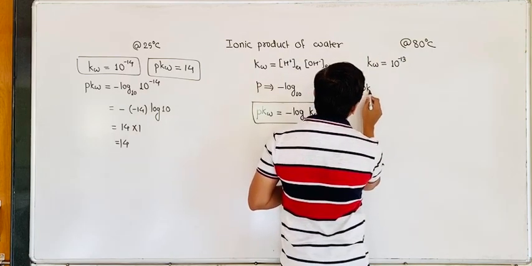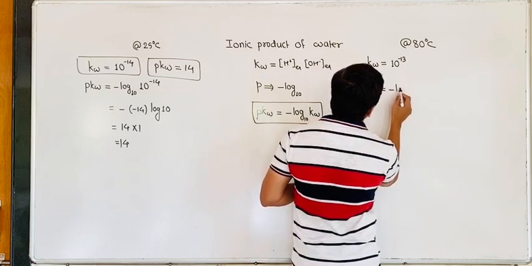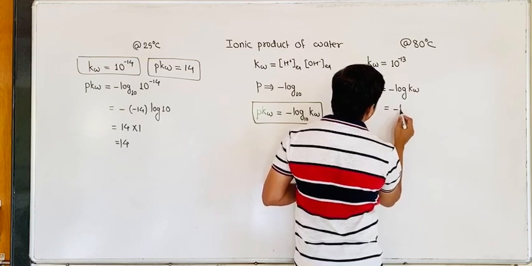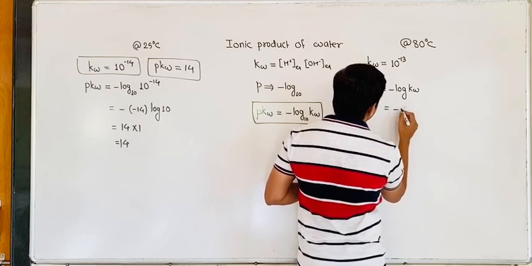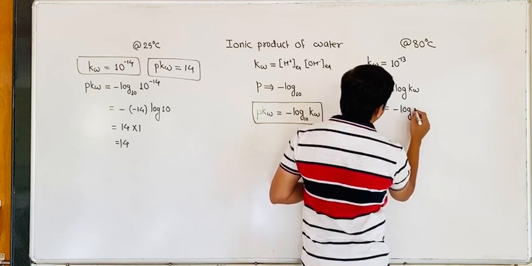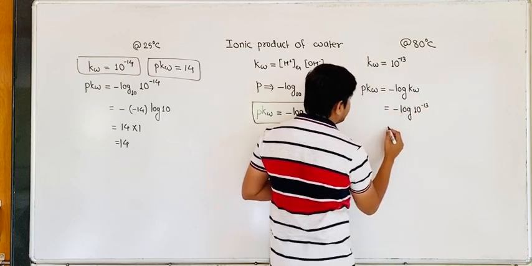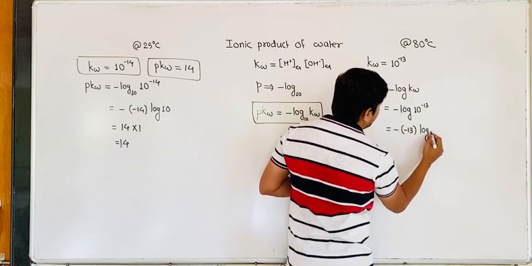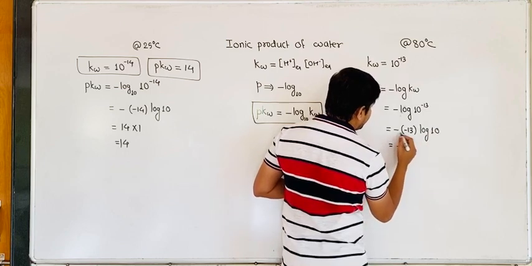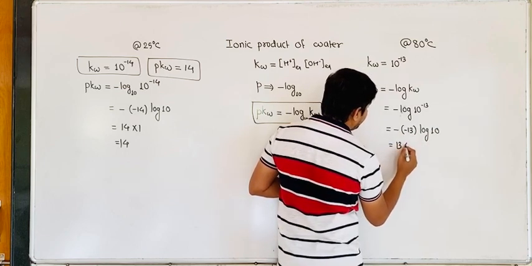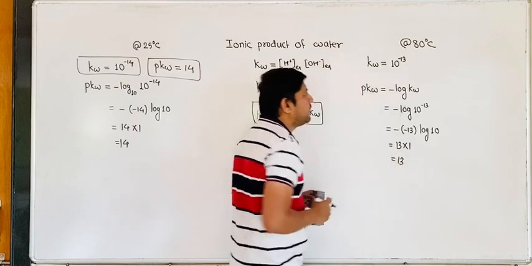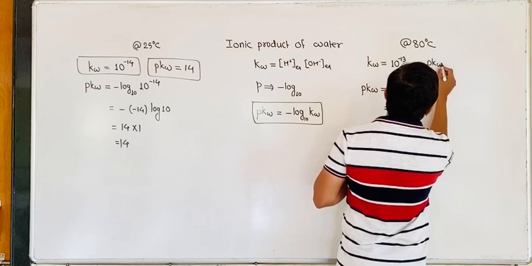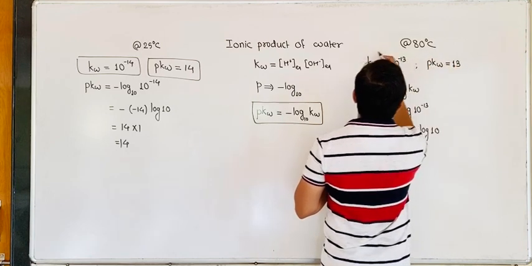Now pKw is minus log to the base 10 of the Kw value, minus log of 10 raised to minus 13. Keeping the minus sign as it is, minus 13 into log 10. Log 10 is 1, so minus minus plus 13 into 1 is 13. So when Kw is 10 raised to minus 13, the pKw value is 13.